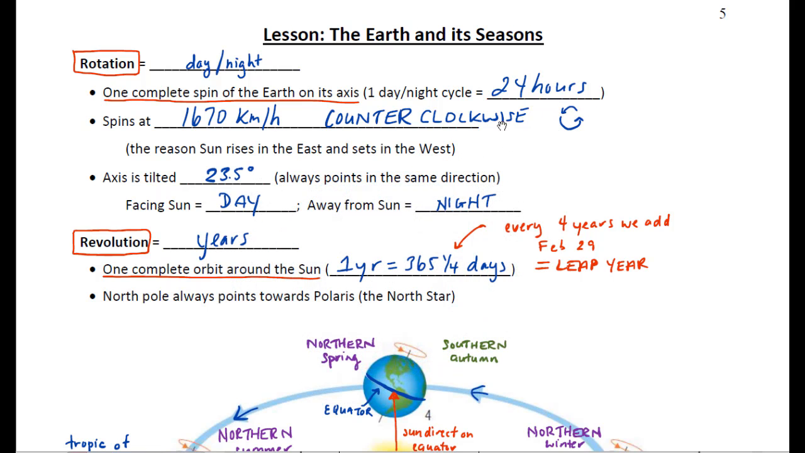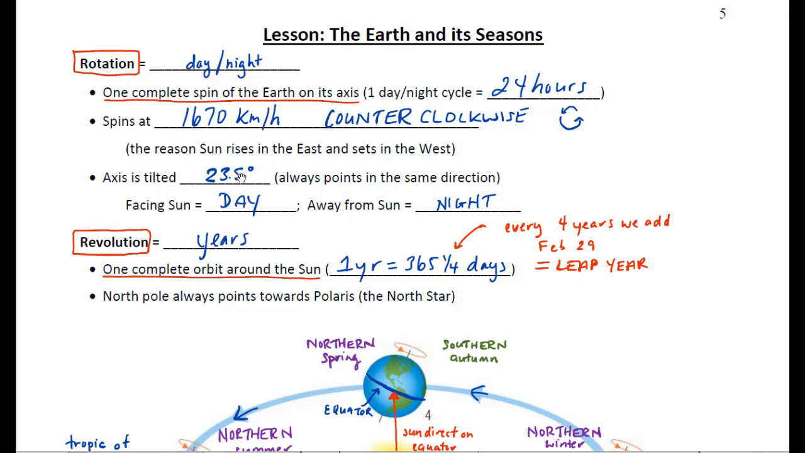That's why, as we're spinning, the sun seems to rise in the east and set in the west. Of course, the sun is actually mostly stationary, and we're the ones that are spinning. But the counterclockwise motion gives us an east to west sunrise and sunset. There are other planets that move clockwise, but we just need you to memorize the Earth moving counterclockwise.